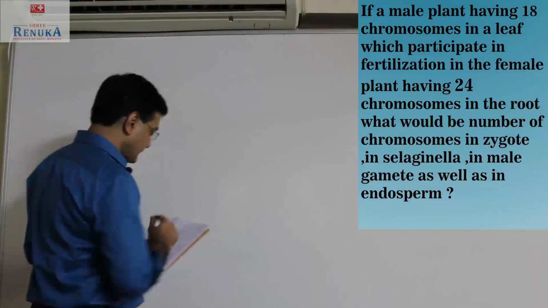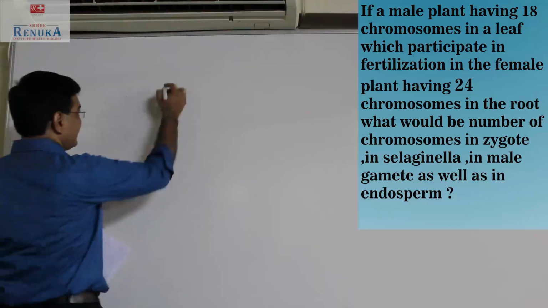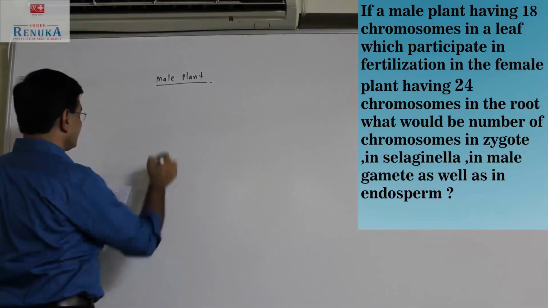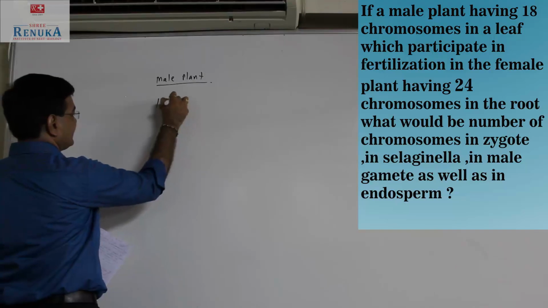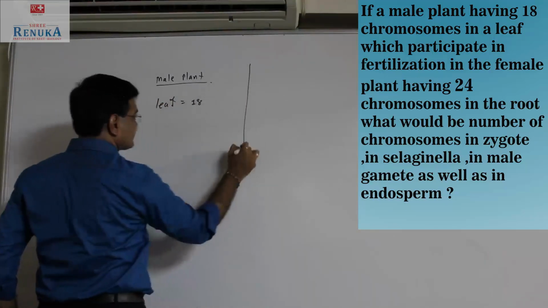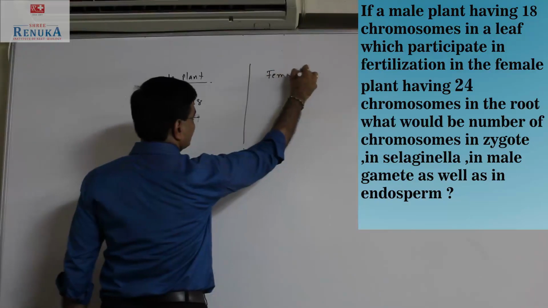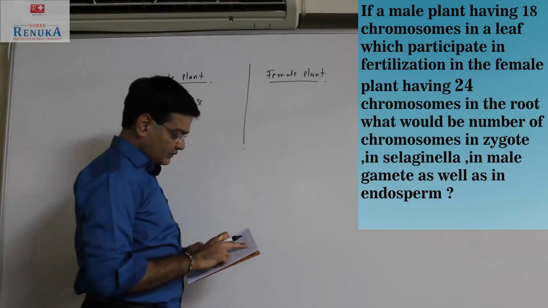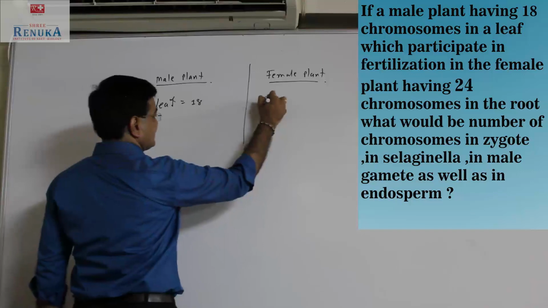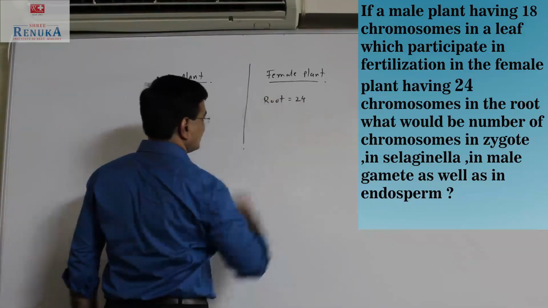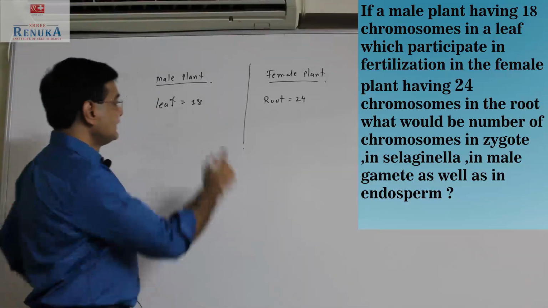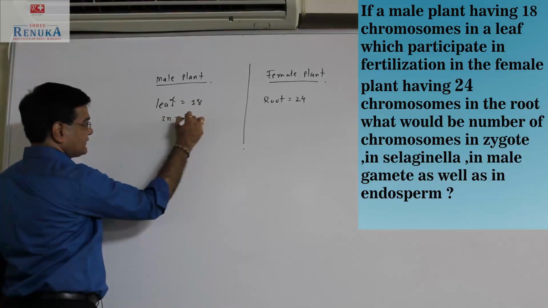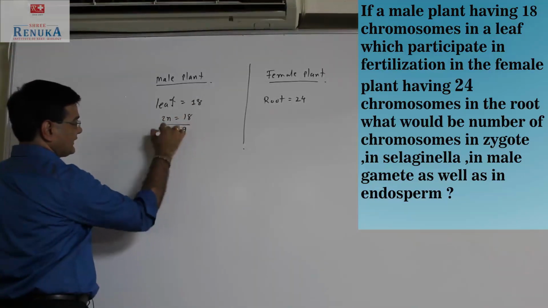So now try to understand everything. Male plant is given. In the male plant 18 chromosomes are present in the leaf. Leaf contain 18 chromosomes. In the female plant, 24 chromosomes are given in the root. So root have 24 chromosomes. Now understand, the male plant having leaf 18 chromosomes, so 2n is equal to 18 and n is equal to 9 over here.